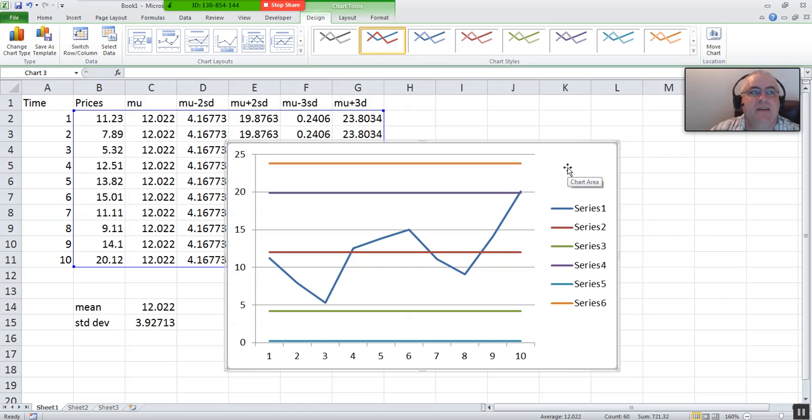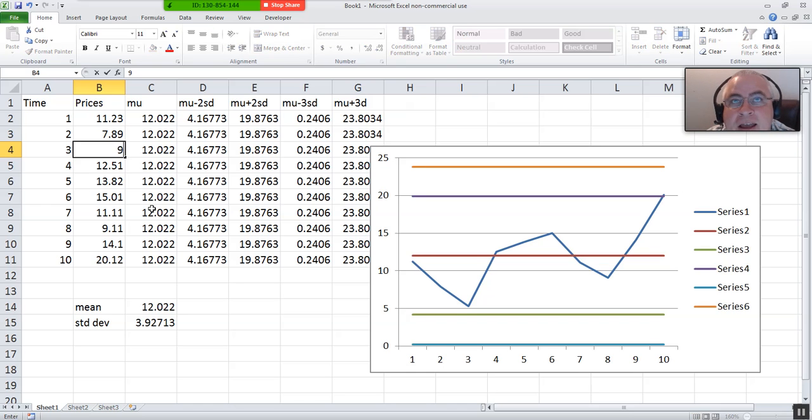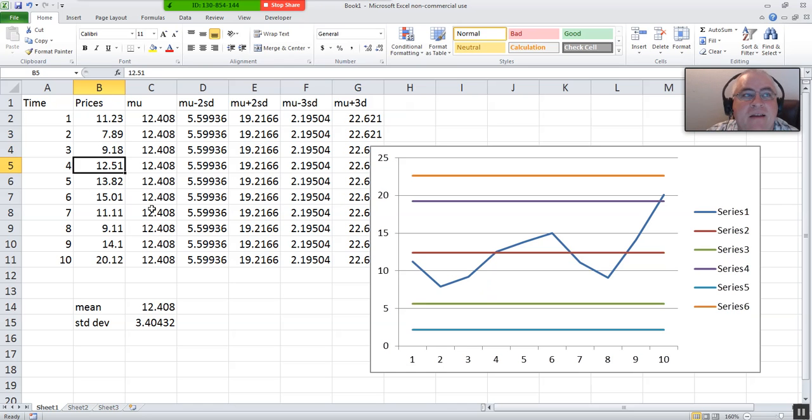then you're going to see this middle one here is our mu. This is mu minus 2 standard deviations. This is mu plus 2 standard deviations. This is mu minus 3 standard deviations. This is mu plus 3 standard deviations. Now, the textbook will go over how to interpret a control chart and everything, but that's how you create it. Now, if I come over here and change something, like I change 5.32 to 9.18, you see that it automatically adjusts my graph.